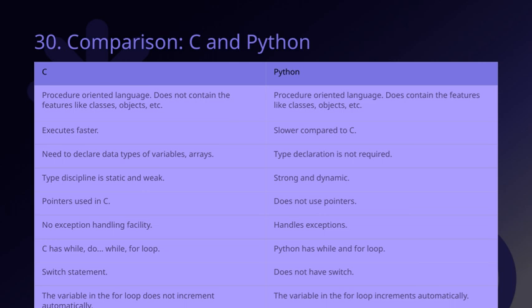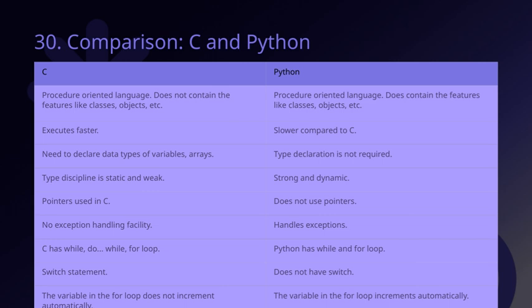Python, however, provides a robust exception handling mechanism, making it easier to write reliable and maintainable code. Regarding control structures, both languages support loops like while and for. C also has a switch statement for multi-way branching, but Python does not have a switch statement, though similar functionality can be achieved using if-else chains.